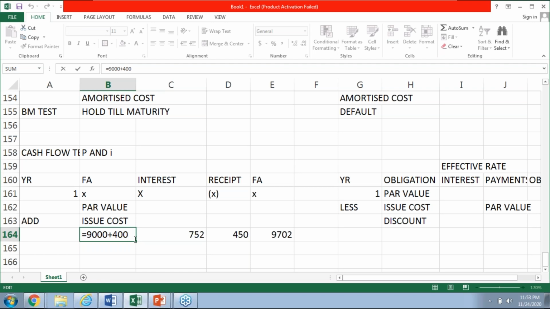It's 450. As I have said, whenever you are calculating the receipts or the payments, it will always be based on the par value of the bonds into the nominal rate of interest which has been given to us, which is 5%. The rate which is attached with the bond instrument is called the nominal rate, and there will be an additional interest rate given to you, which is the effective rate. Effective rate will always be higher than the nominal rate.